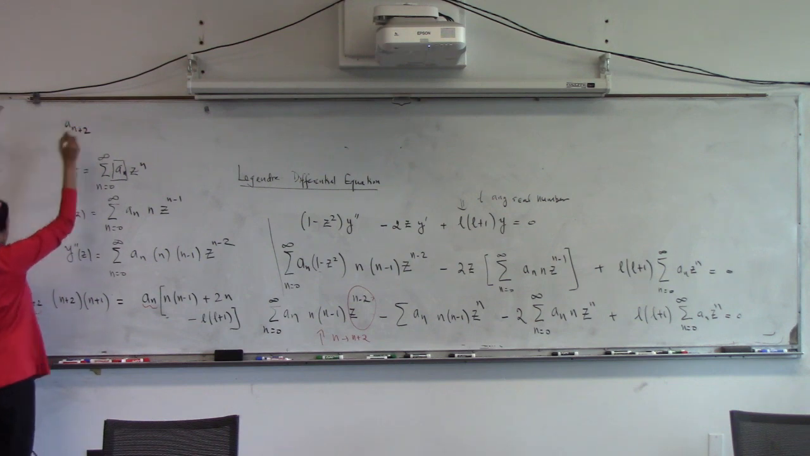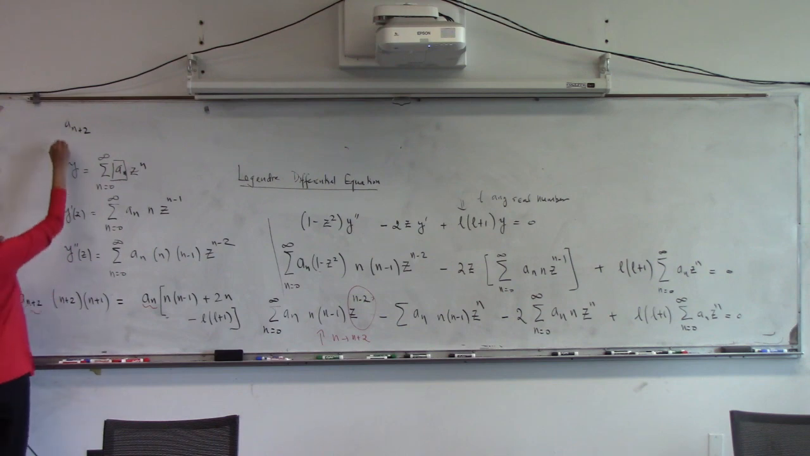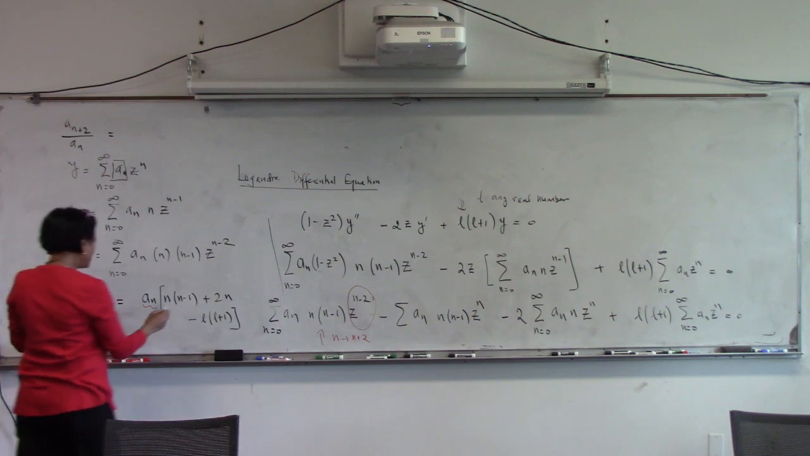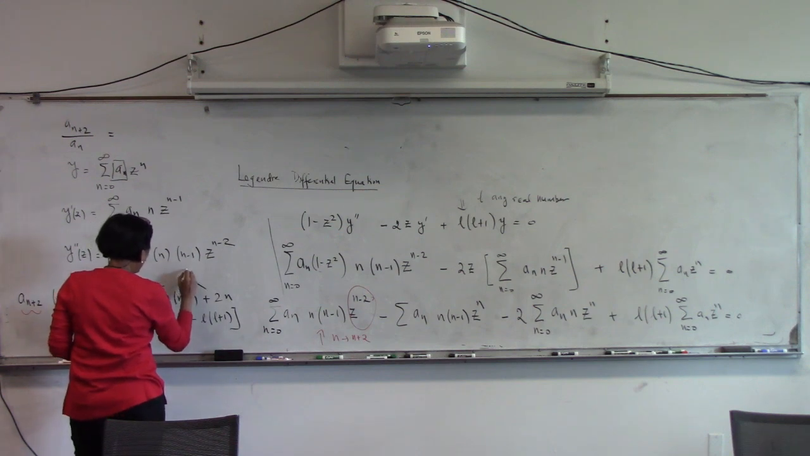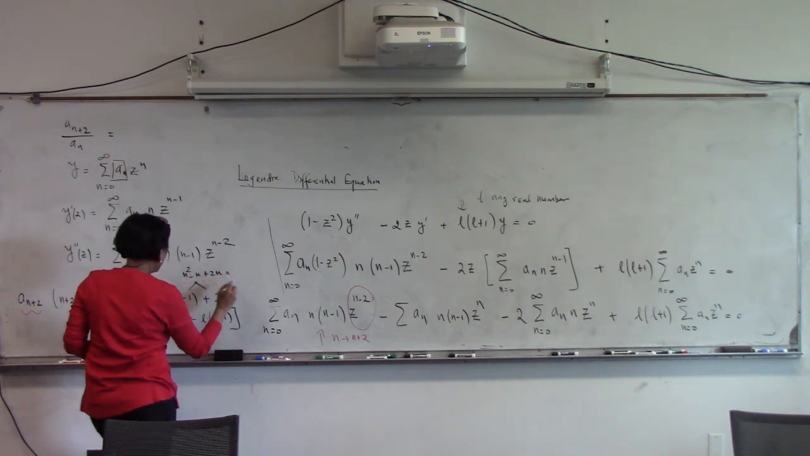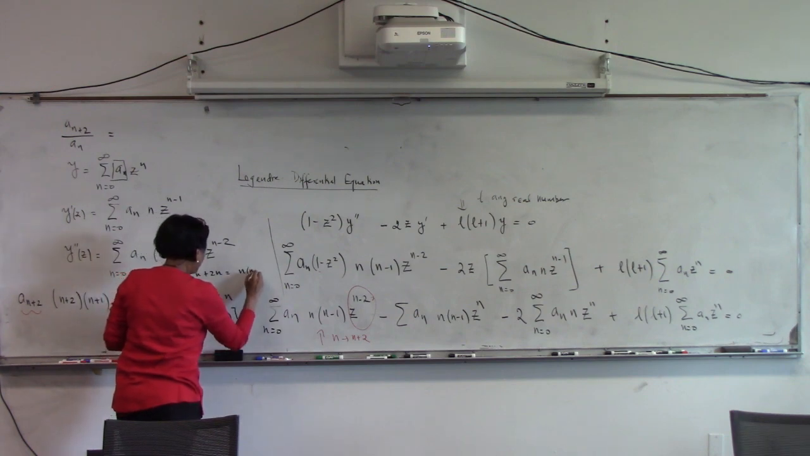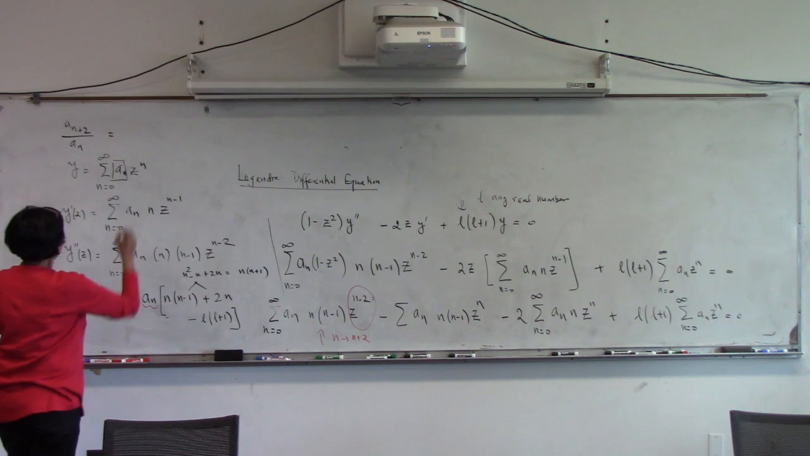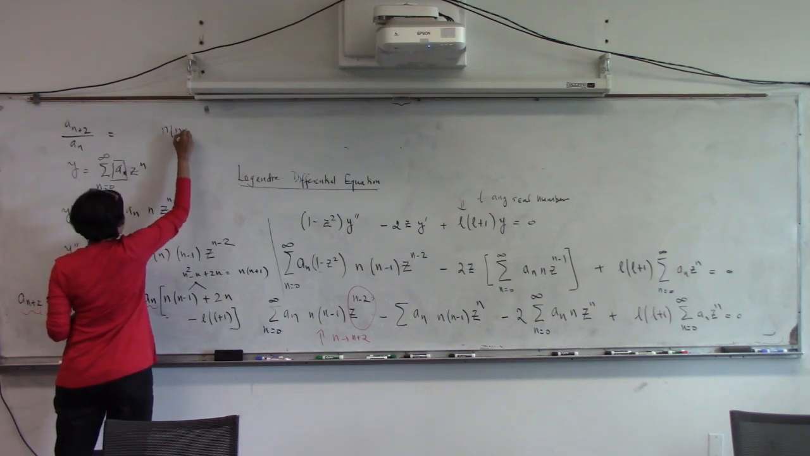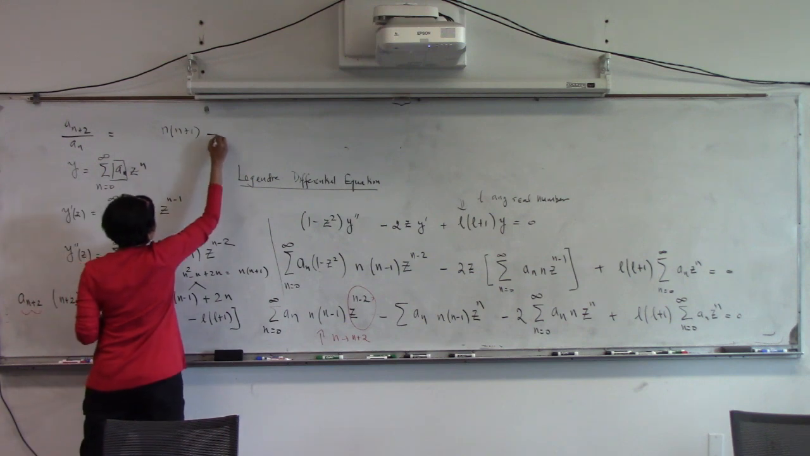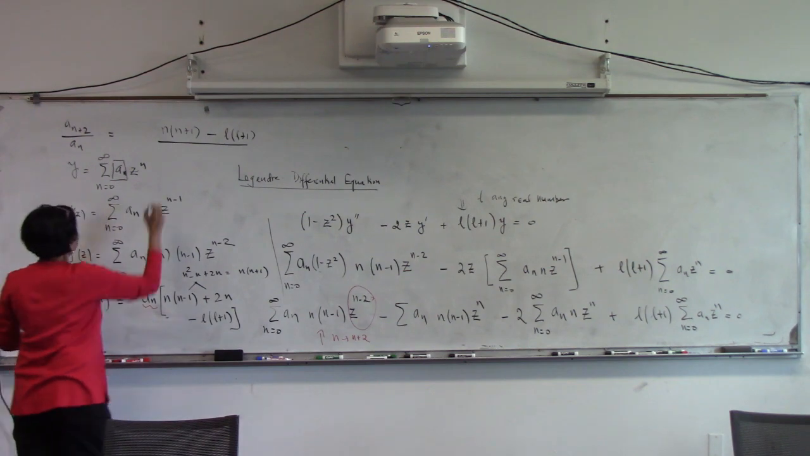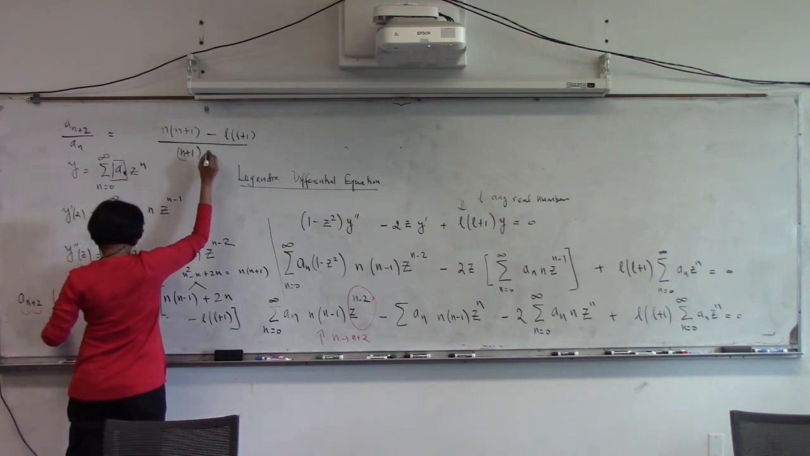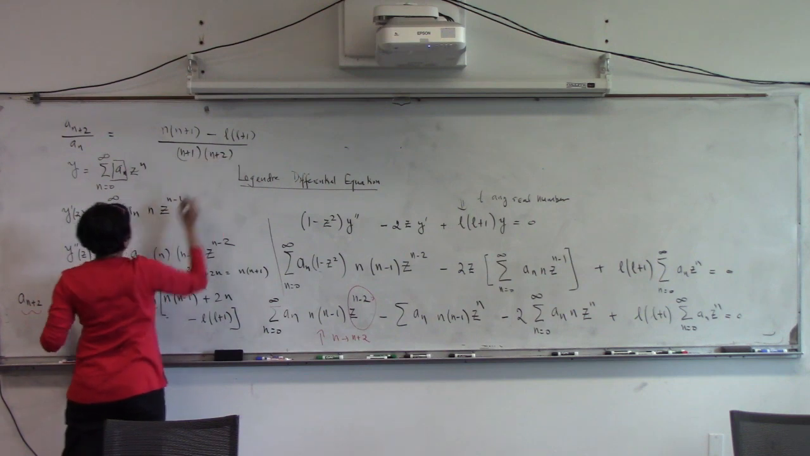So what I have is a of n plus 2 over a n, which is nothing but, this is n squared minus n plus 2n, which is nothing but n times n plus 1, minus L times L plus 1, divided by n plus 1 times n plus 2, right?